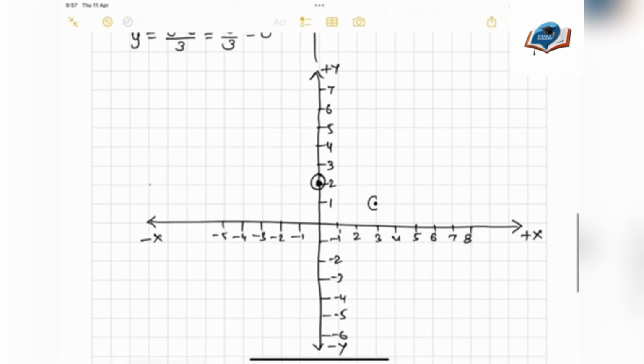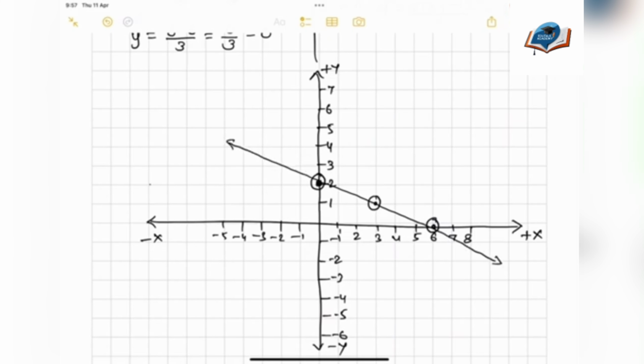So the first point was (0, 2). I have marked that. Then the second point was (3, 1), so that I am marking. And the third point was (6, 0).